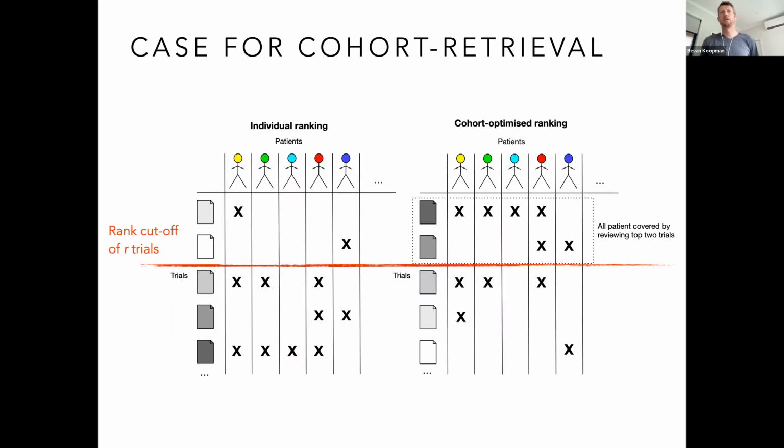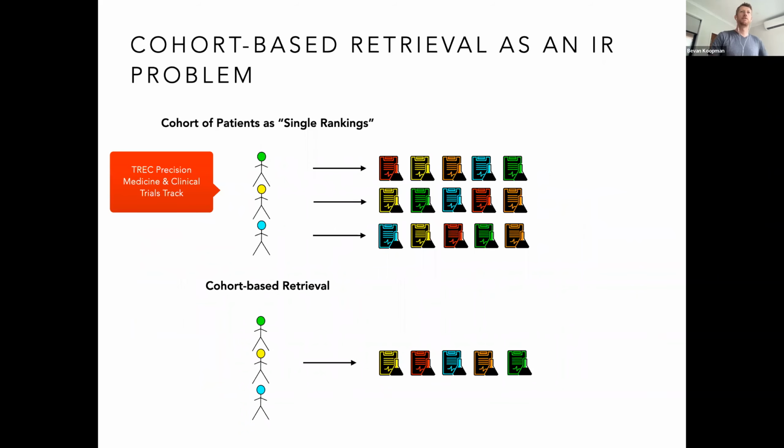Now, what happens if we instead think about choosing our trials such that they maximize the coverage of your patients? If you were to suggest these 2 other trials, then you could enroll or recommend all your patients to at least one of the trials. So where before we had a single ranking for each query, the whole idea here is around cohort retrieval. It's around generating a ranking of clinical trials for the entire set of patients.